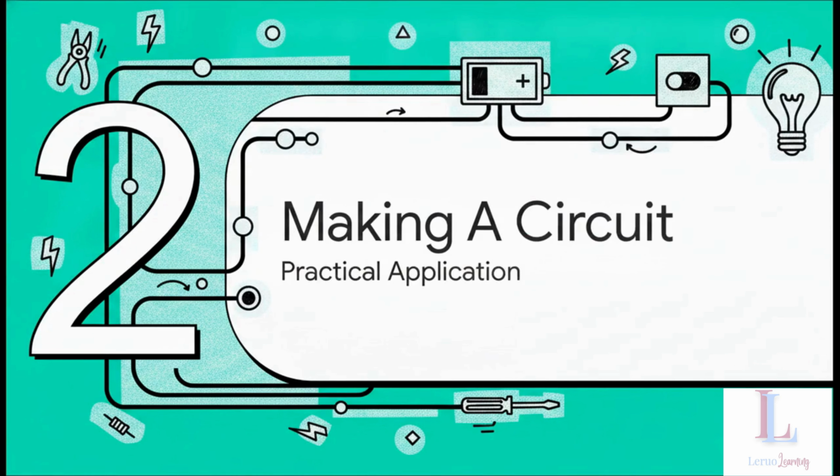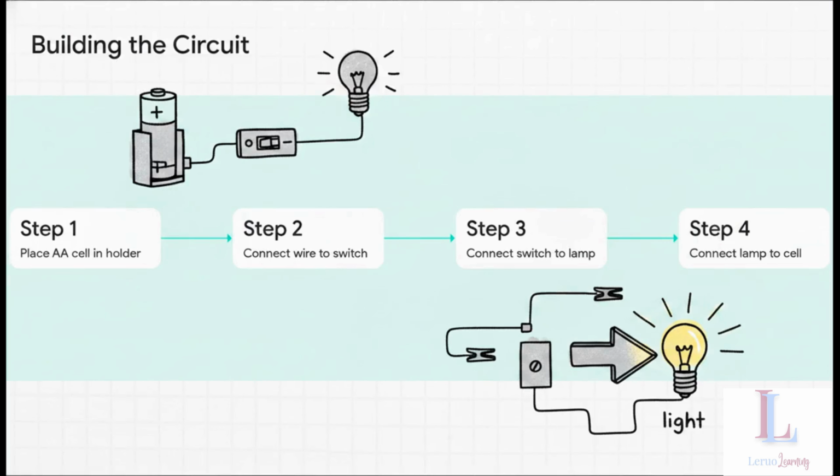Section 2. Making a simple circuit. All right, it is time to roll up our sleeves and transition into the practical application phase. Let's actually lay this out. Picture yourself sitting at the workbench. First, you take a standard AA cell and snap it firmly right into a single cell holder. Next, grab a wire with crocodile clips, those incredibly handy little metal jaws, and clamp one end to the cell holder and the other end to your switch.